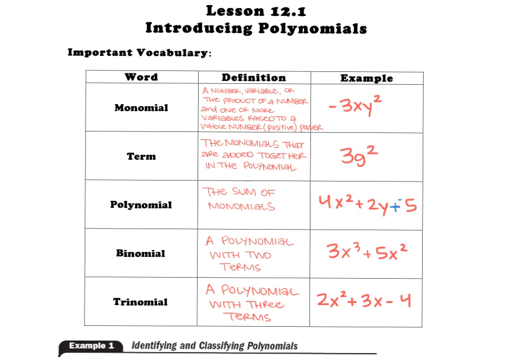So at this point right now, if you didn't get a chance to write down these definitions or examples, pause the video to finish that and then press play when you're ready to go on again.